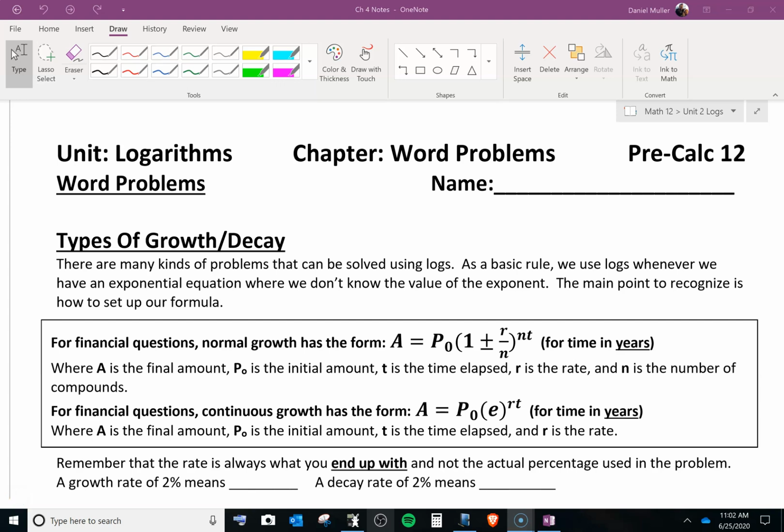Okay, we're now looking at word problems, and we're using logarithms to solve word problems. And this is probably the first time this has ever happened. There are many kinds of problems that can be solved using logarithms. As a basic rule, we use logs whenever we have an exponential equation.